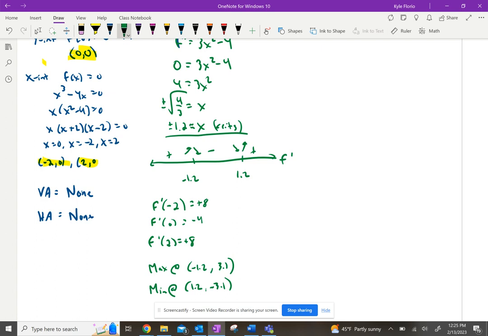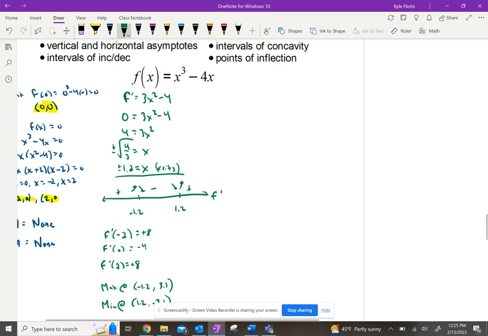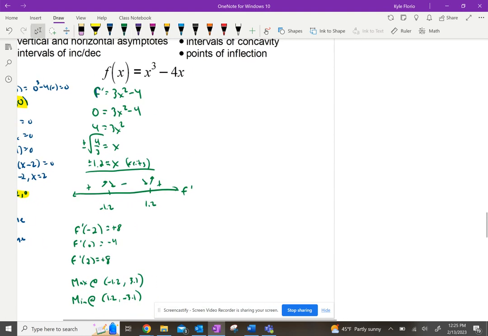To your original function. And I'm not going to write it down, but my function is increasing from negative infinity to negative 1.2 and 1.2 to infinity. And it's only decreasing between negative 1.2 and 1.2. When we graph, we're just going to have to remember that.